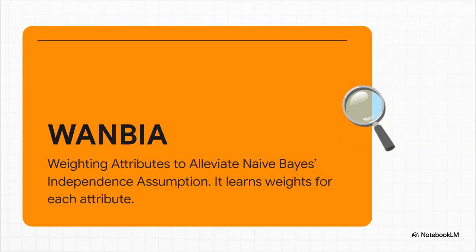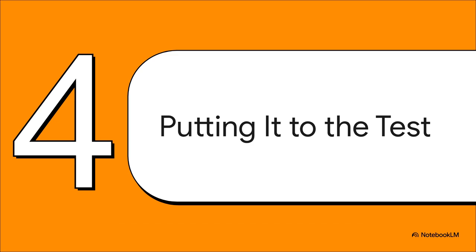So a group of researchers developed a method to do this, and they gave it this amazing nerdy name, WANBIA. It's an acronym that stands for Weighting Attributes to Alleviate Naive Bayes Independence Assumption. It's basically a smarter, upgraded version of naive Bayes that learns how to correct its own flawed view of the world. Okay, so the theory sounds great.